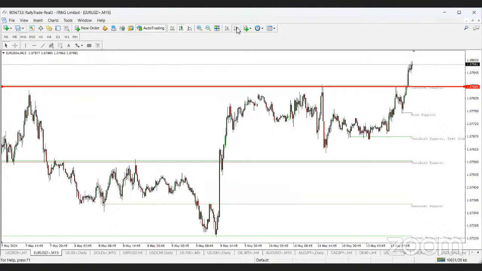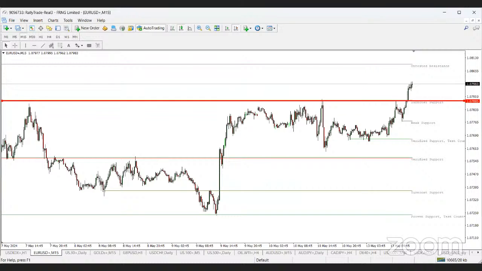Personally, I feel like if it comes towards that place, I can now consider buying it from 1.07880 and look out for around 10 to 15 pips. So if I'm buying from 1.07880, I'll be looking out for a profit of around 15 pips. So personally, I'll be looking out to buy Euro USD from 1.07880 and look out for around 15 pips of profit. Okay, that's how I'll trade it.